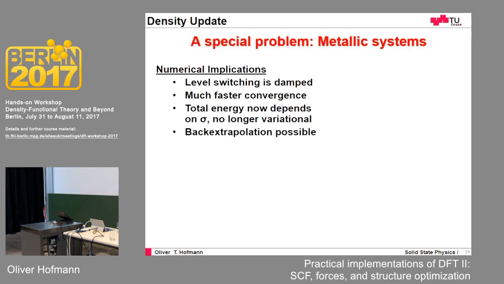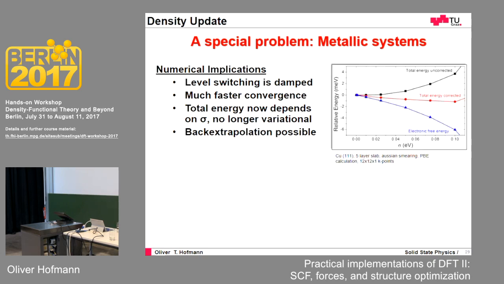Fortunately, some kind of back extrapolation is typically possible, which I show in this graph, where I've increased the Gaussian broadening for a copper 111 5-layer slab. You can see that the total energy, once you correct it, is basically independent, with some small error, of the broadening, while the electronic free energy and the uncorrected total energy may change quite significantly. The adsorption of molecules on metals is one of the major pitfalls.